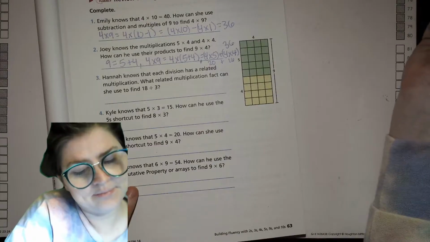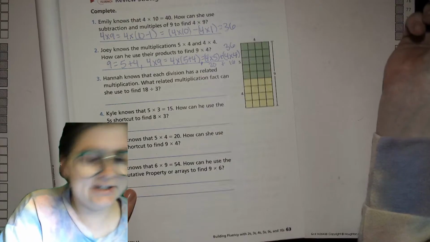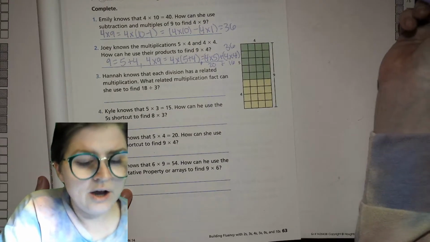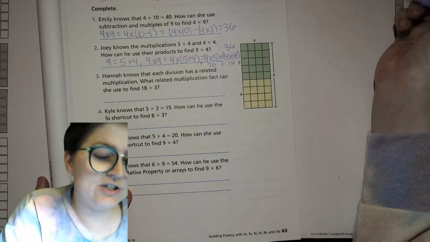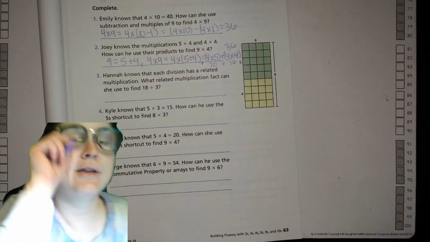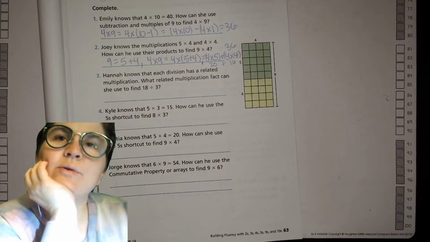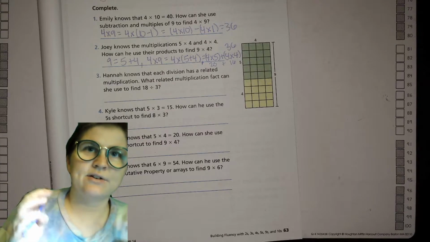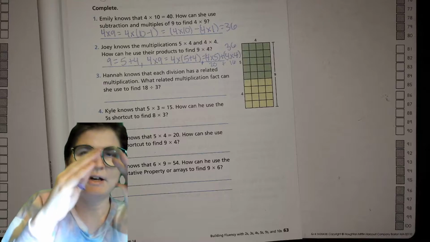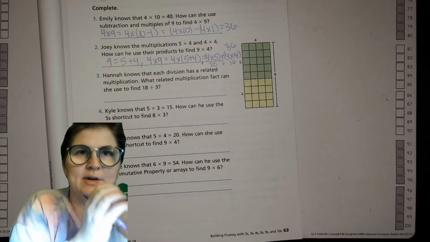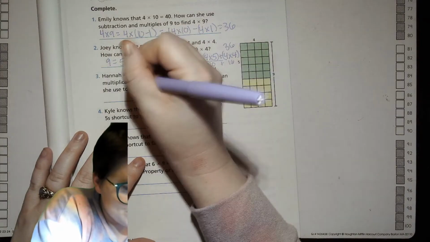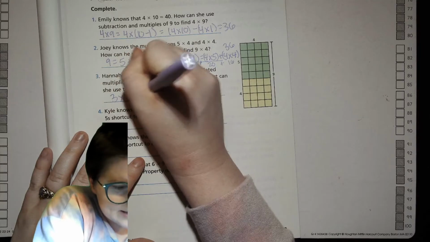Okay. Hannah knows that each division has a related multiplication. What related multiplication fact can she use to find 18 divided by 3? Well, we know that 2 factors together make a product, and the product divided by one of the factors is the other factor. So we know that we could do 3 times what equals 18.